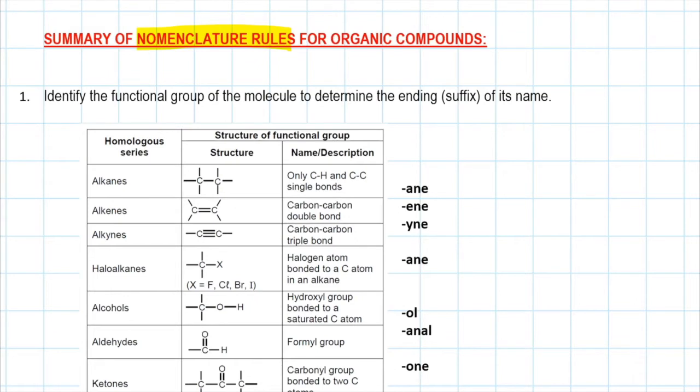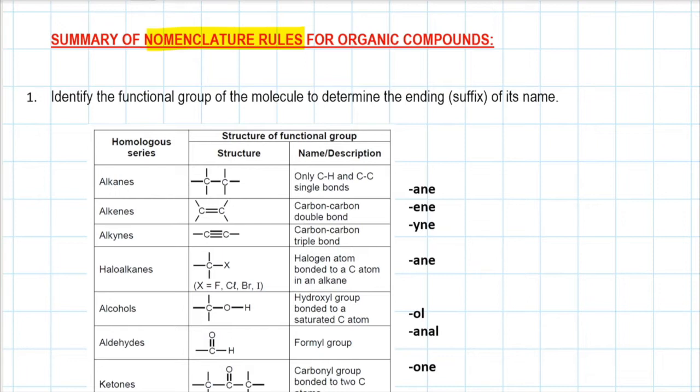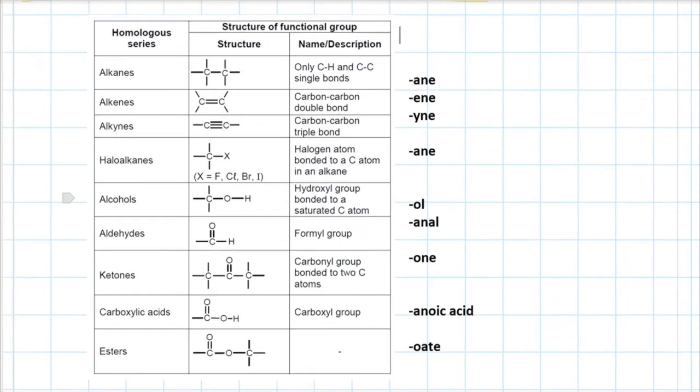There are 12 rules that I have listed in total. Let's look at rule number 1. It says identify the functional group of the molecule to determine the ending or suffix of its name. There are 9 different homologous series and therefore 9 different functional groups that we study this year.